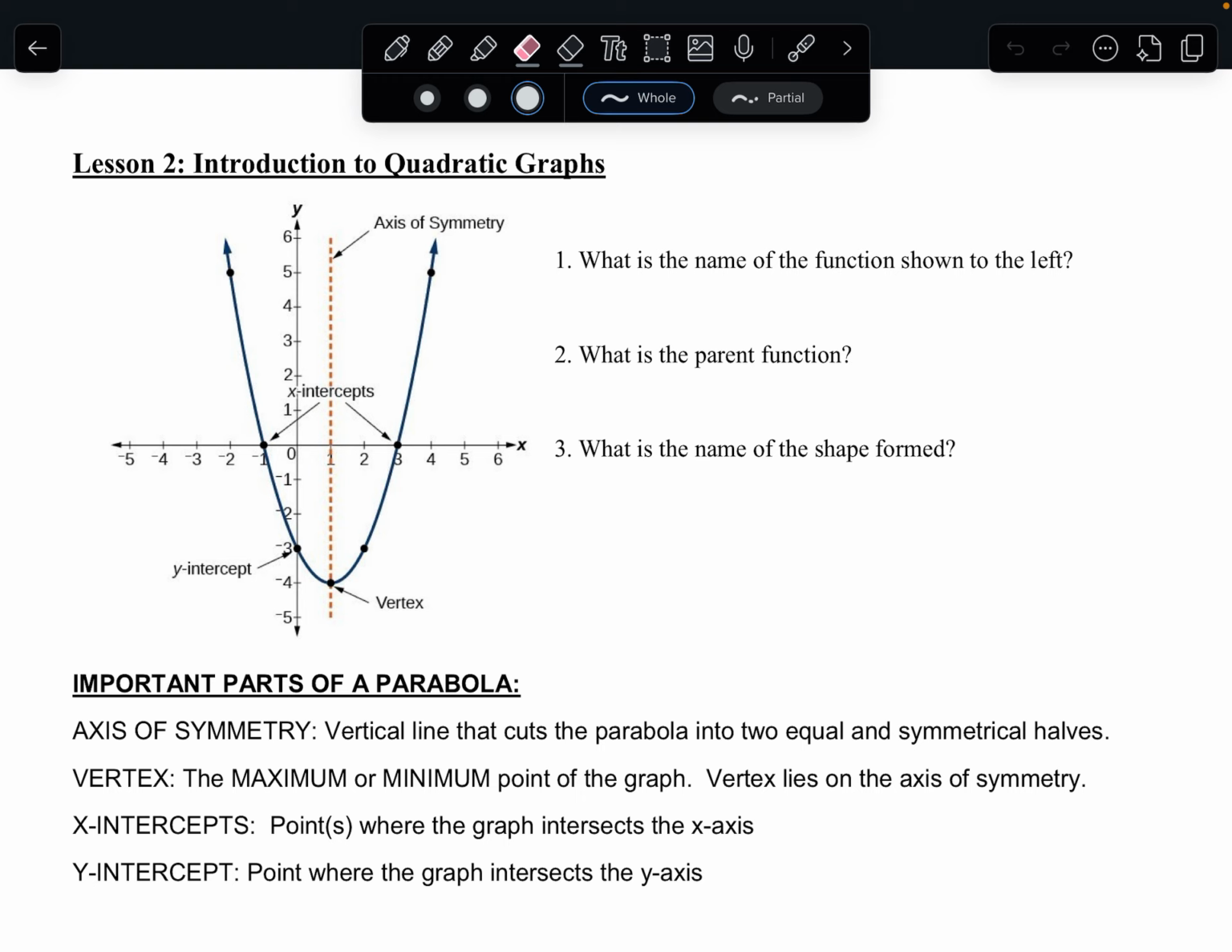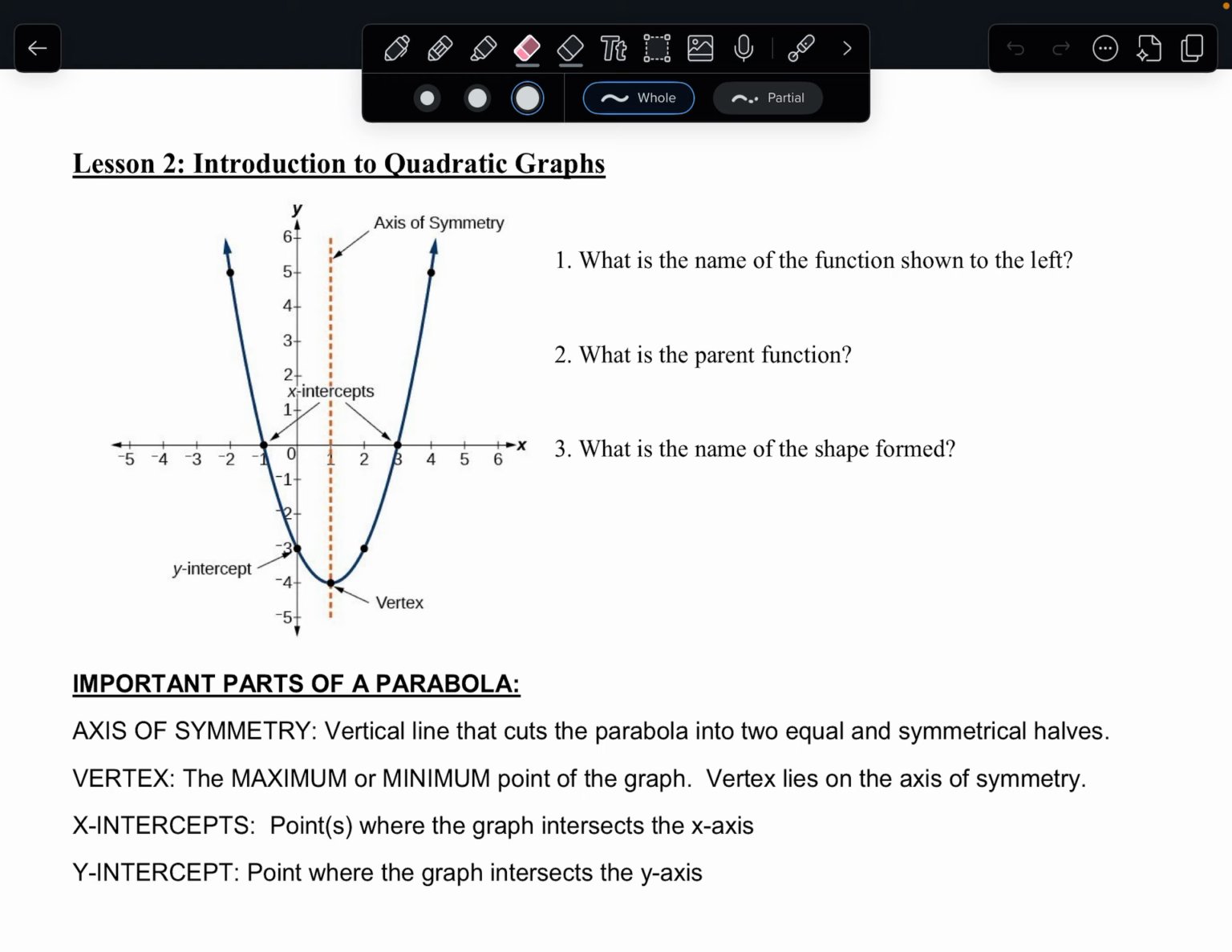What we're going to be doing in this lesson is taking what we've seen in previous units with transformations and applying them to our new parent function, which is our quadratics, and also adding in identifying pieces that we've seen in previous units before.